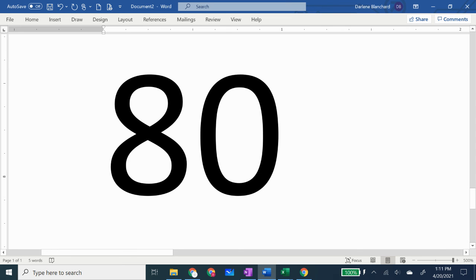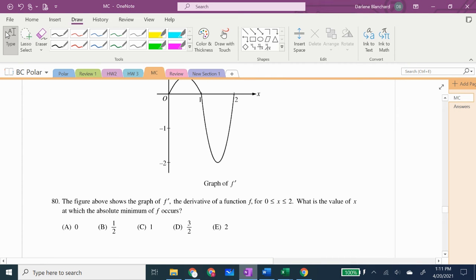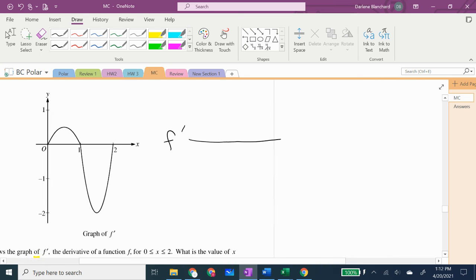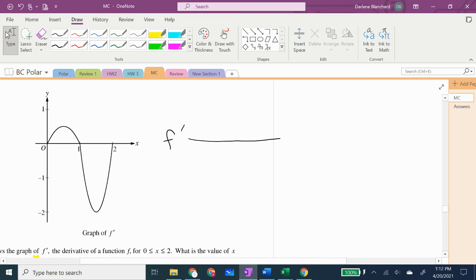Number 80. Okay, we are given a graph of f prime. We want information about f. Where is the absolute minimum of f? Best way to do this is to chart it out. And that is meaning I want to know where f prime is positive and negative. This is the graph of f prime. Positive and negative, when I look at the graph of f prime, means above the x-axis, below the x-axis.